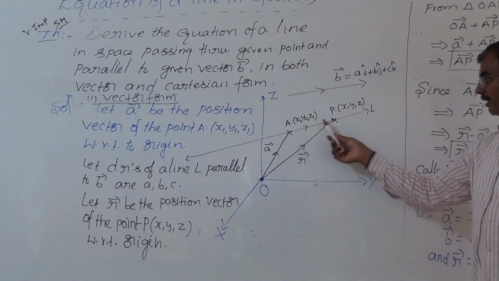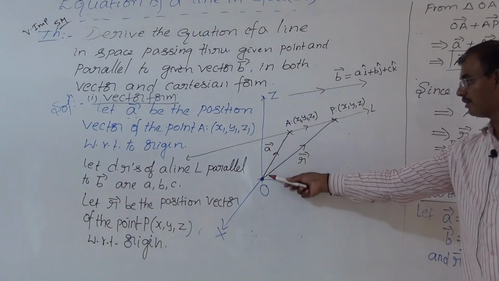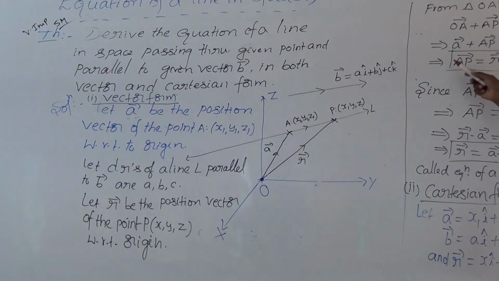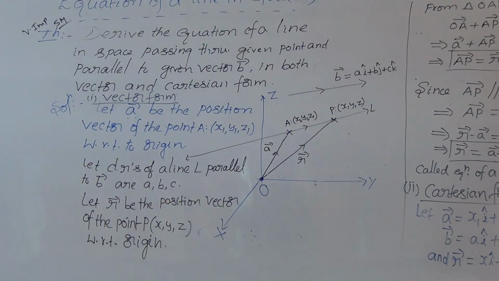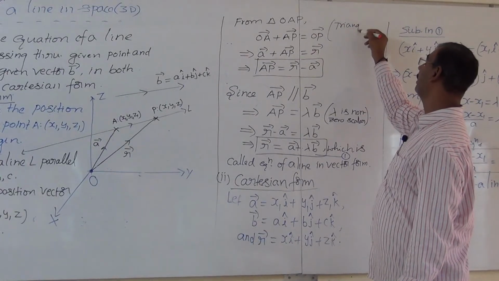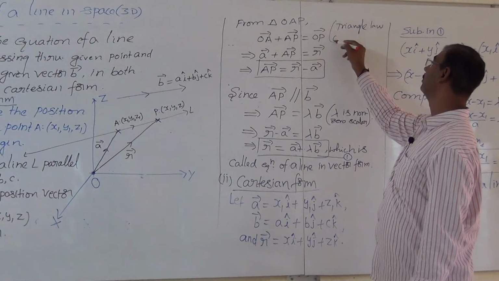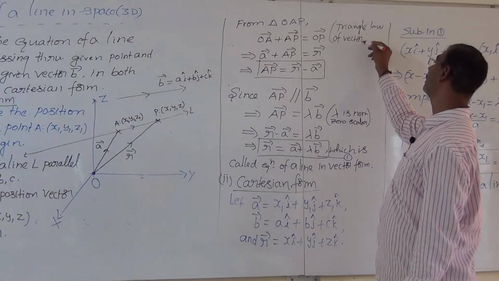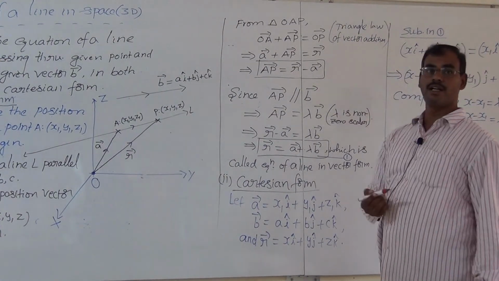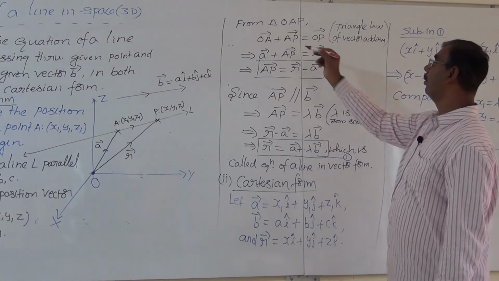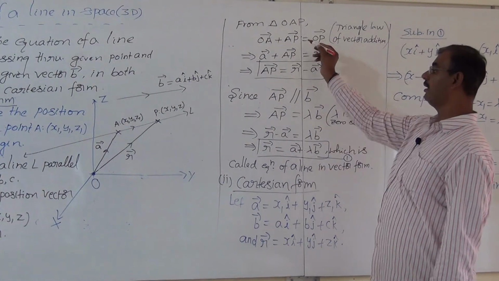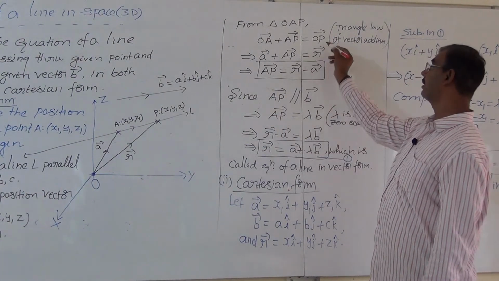Now observe what we got here: OAP is a triangle. So use the triangle law of vector addition. Remember this, all of you; it is very useful. In first year also you studied the triangle law of vector addition. OA bar plus AP vector is equal to OP vector.